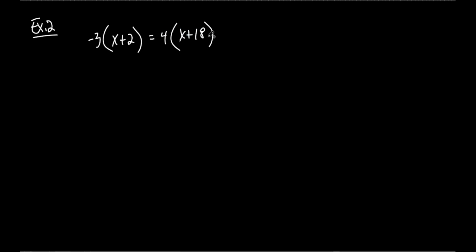All right. Let's do another one. This one's a little bit more involved. Example 2. And it says solve. I'm not going to write solve on there, but you know what to do. So it's negative 3, parentheses, x plus 2, equals 4, parentheses, x plus 18, minus 1.